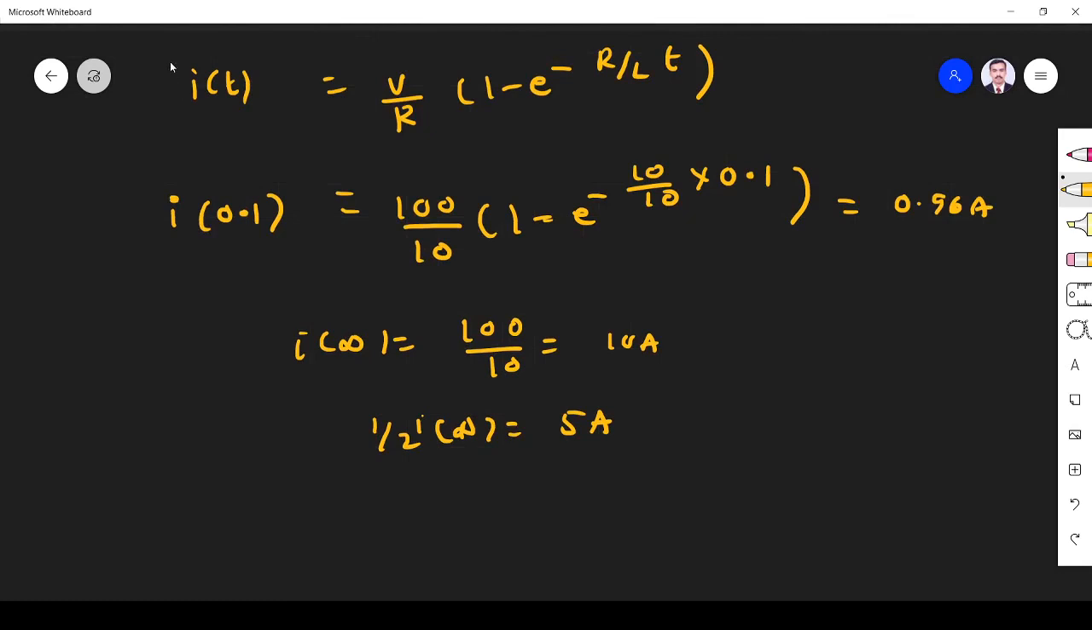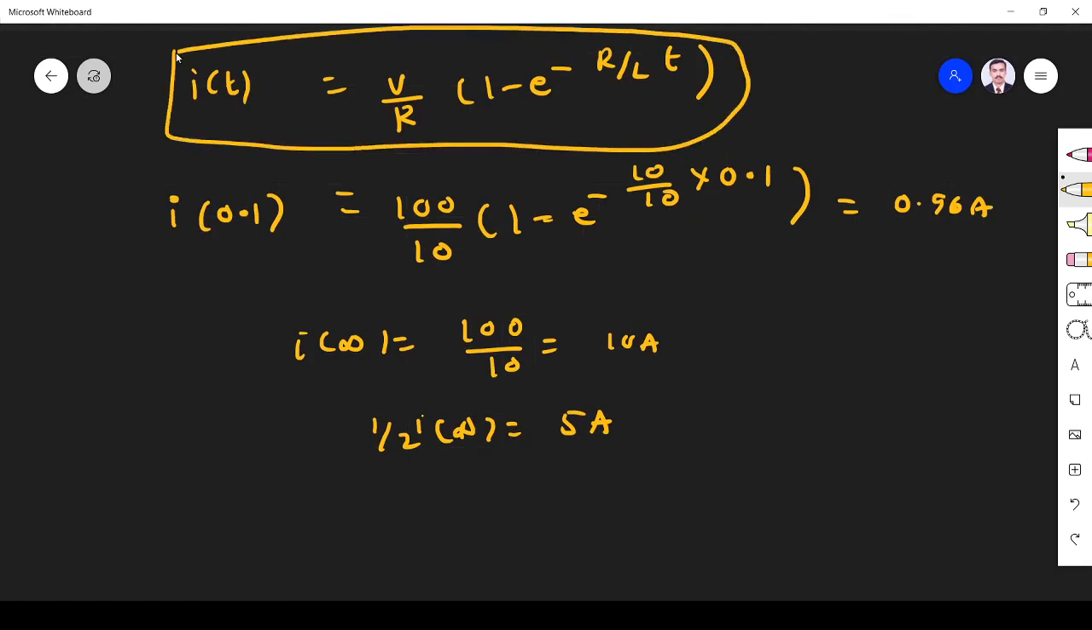Again, follow this equation. Now what should be the i(t)? i(t) is 5, V by R is 10, and R by L is 10 by 10. What is this time? So it is the initial value. If you want to reach not 0.5, it is 5.